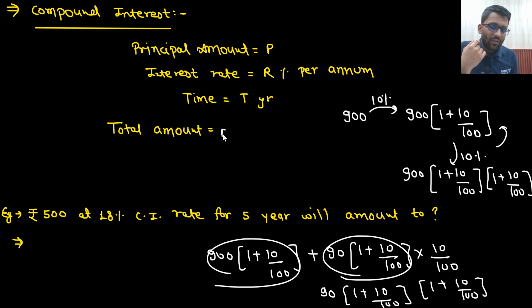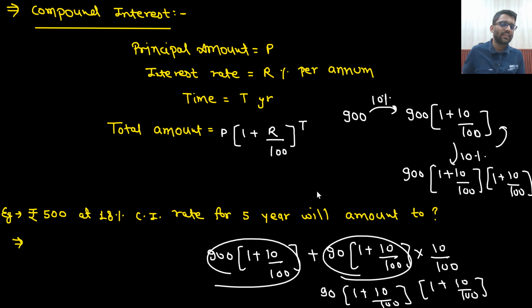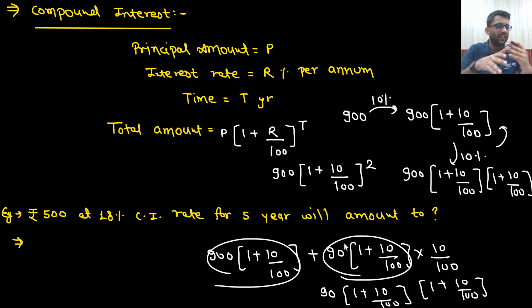So if my principal amount was P and the interest rate was R, and I need to tell after T years how much I will have to pay, it is power T. After 2 years how much did I have to pay? 900 was my initial rupees, 1 plus what was my interest rate? 10 by 100, and time was 2 years. After 2 years I was paying this much. Similarly it will keep on increasing like that, 3, 4, 5, 6, 7, 8, right?